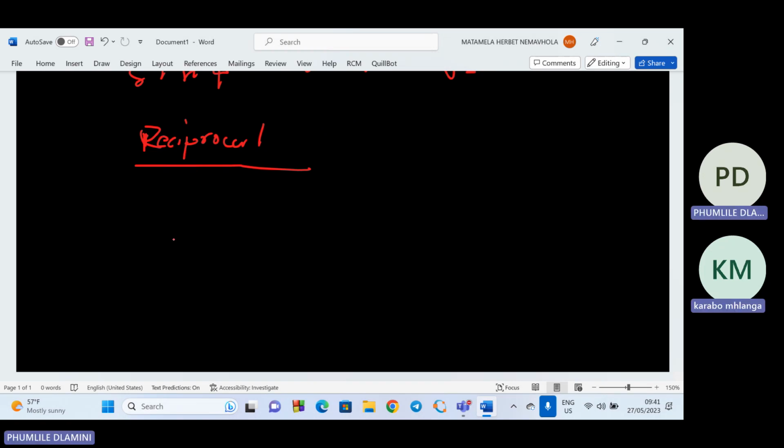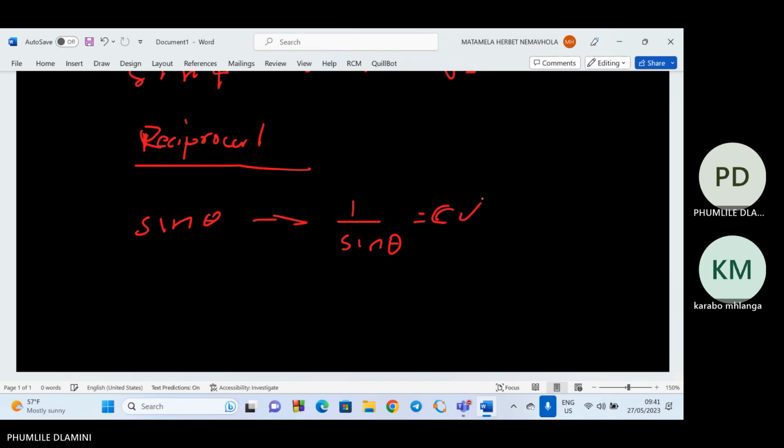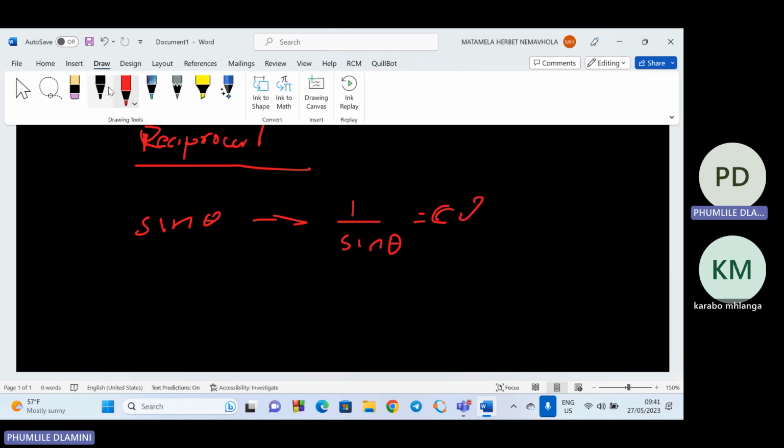So now when we talk about the sine of theta, as I'm using theta today, the reciprocal of sine theta is 1 over sine of theta, and this 1 over sine of theta equals cosec theta.